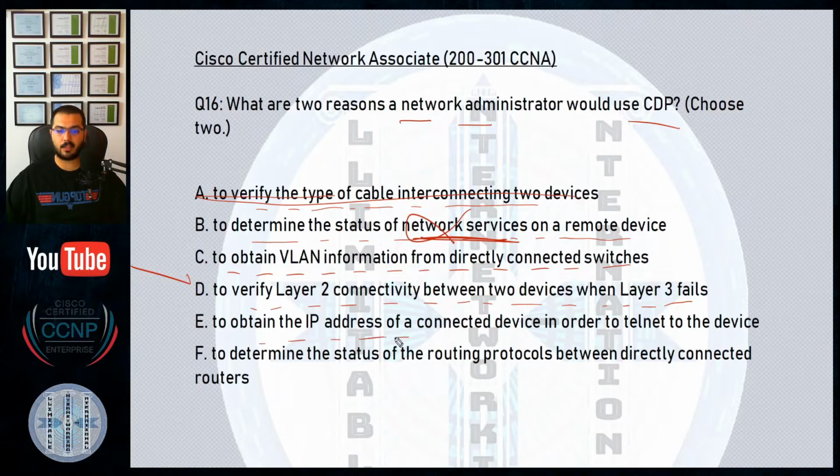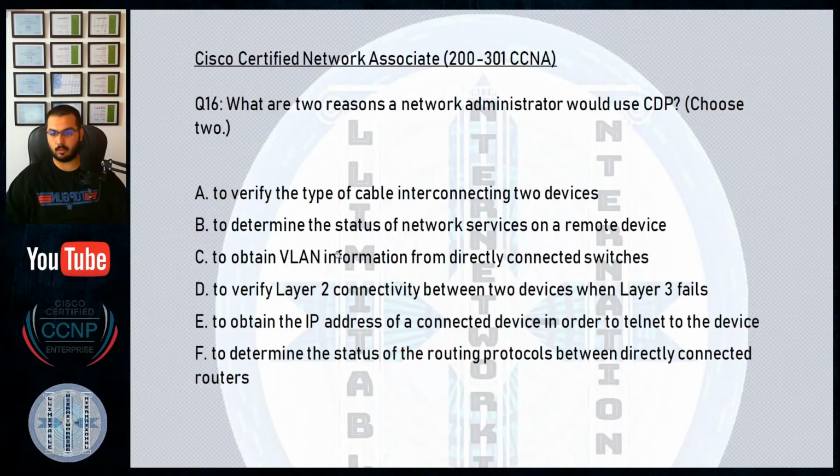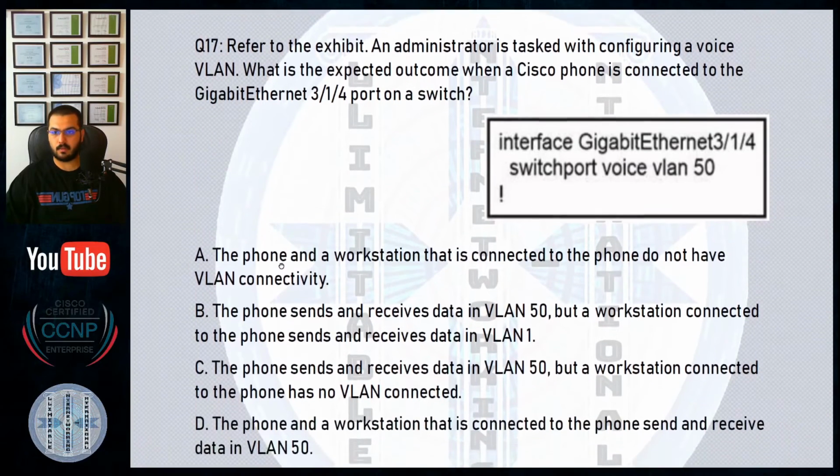To obtain the IP address of a connected device in order to telnet to it. Yes, I have been doing that for years. This is extremely correct, but this will show only by using the command show cdp neighbor detail. The detail will give you a ton of information compared to the show cdp neighbor command. To determine the status of the routing? No, leave layer 3 alone, please. It will only give you IP addresses from layer 3, but no services, no protocols, not at all. Okay, 17.